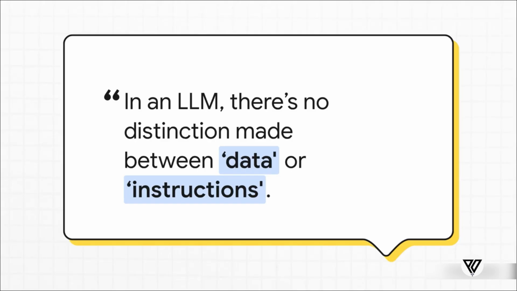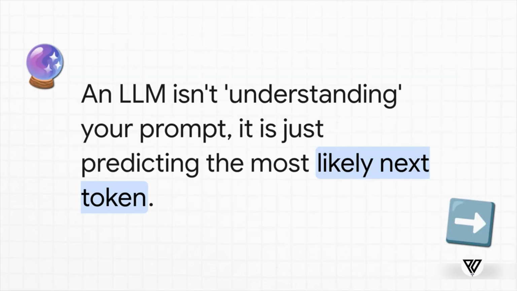Let's just pause on that for a second. This is the single most important sentence to understand this whole problem. Inside a large language model, the very idea of separate data and instructions just doesn't exist. It's a concept that we try to force onto it, but it's not how the technology actually works at its core. So why is that?